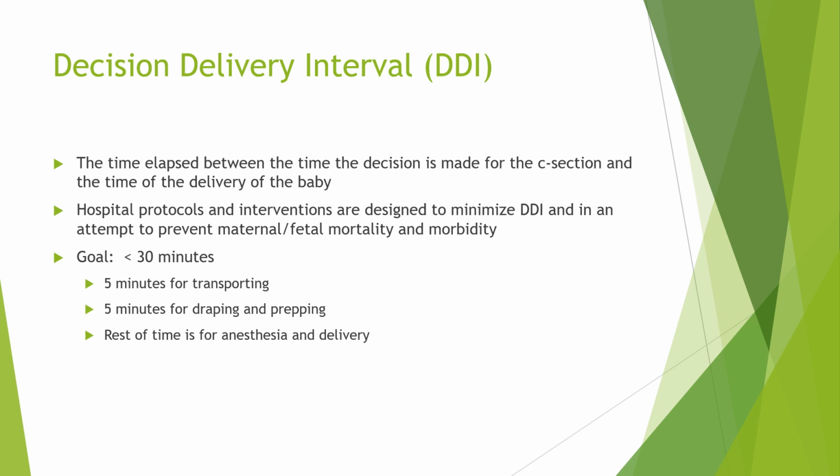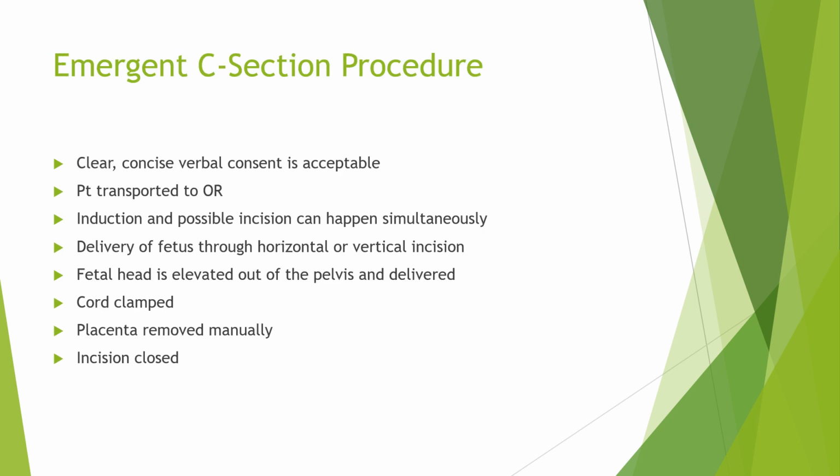This is important that we as anesthesia providers know this so that we can understand the urgency of a C-section so that we know how to quickly respond to help protect mother and baby. Emergent C-section procedures. In an emergent C-section, it is important to have clear, concise, and verbal consent for the patient. This is acceptable. The patient is transported to the OR at this time in a fast and safe manner as quickly as possible. The induction and possible incision can happen simultaneously.